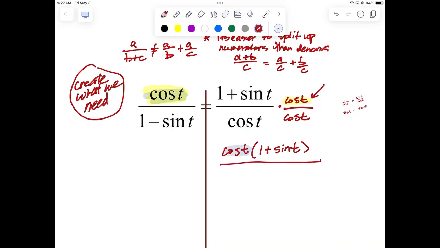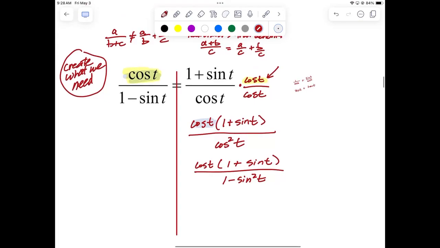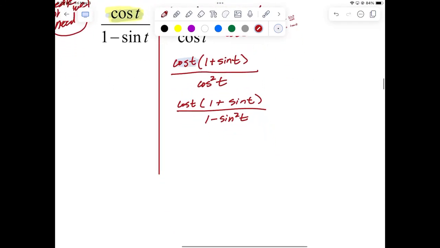Now on the bottom, what's cosine times cosine? Cosine squared of t. Here's where Brady was thinking. Cosine squared of t is equal to what? It's equal to 1 minus sine squared of t. And what's unique about 1 minus sine squared of t? Is it factorable? Yeah. It's a difference of squares.